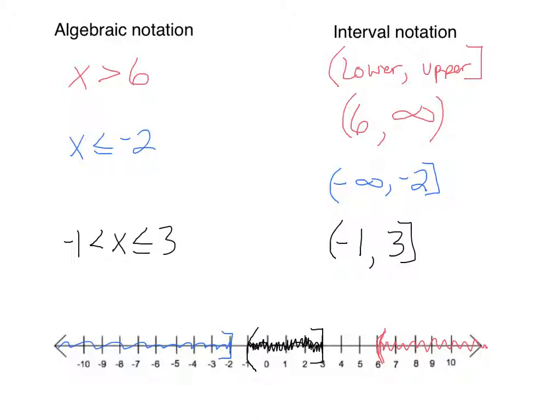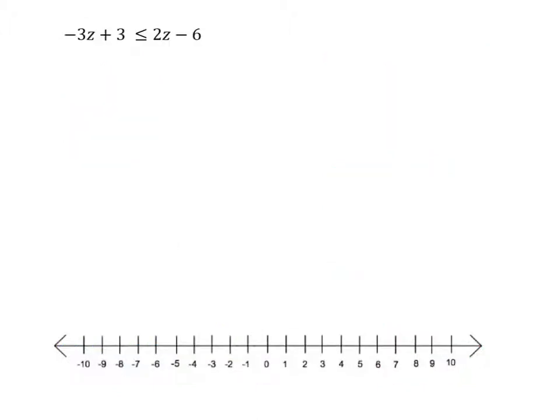Okay, so let's try some. On this first one, I have an equation where I have z in multiple places. As I said, we really are going to solve this like you would an equation. So I'm going to add my 3z to the other side and get my z's together. So then 3 is less than or equal to 5z minus 6. And since my z's went to the right, I'm going to add the 6 to move it to the left. Numbers go one way, variables go the other.